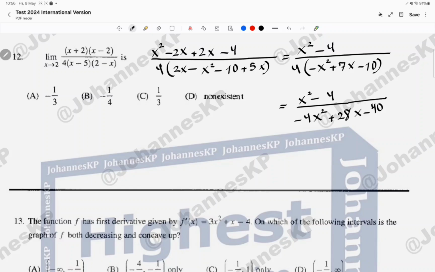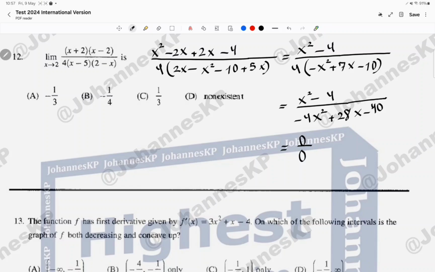shall we plug in 2? If I plug in 2, my numerator will be 0, so I'll get 0 over 0. So no, don't plug in the 2. Okay, let's try something else. So that did not work.